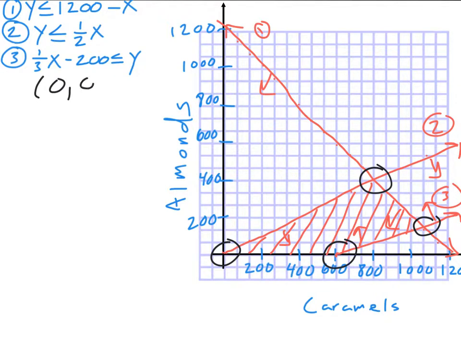0, 0. So you might be looking at that thinking, produce nothing? Well, okay. The fact that it's a corner point means it could possibly be a solution, but this is a maximization problem. So we know that's not going to be it. We're not going to make our max profit from doing nothing.